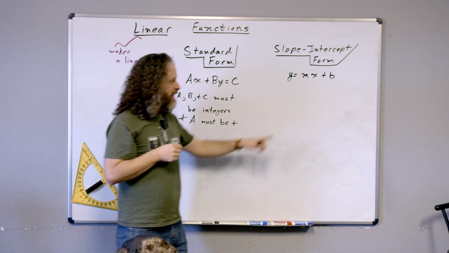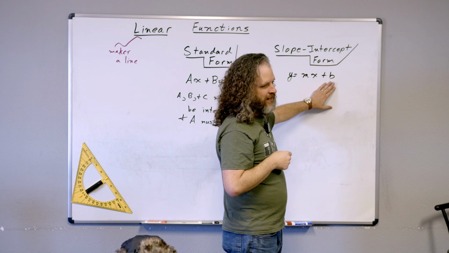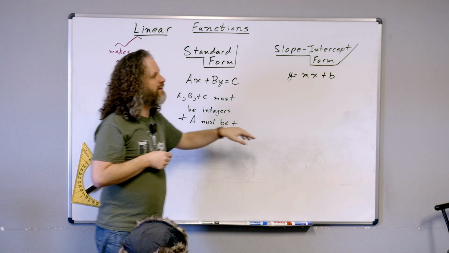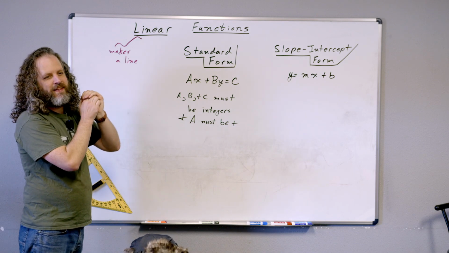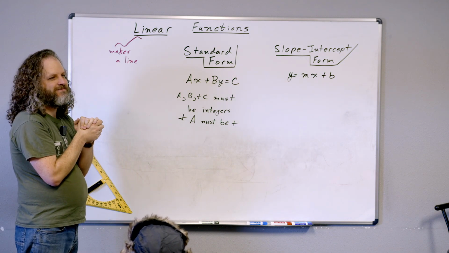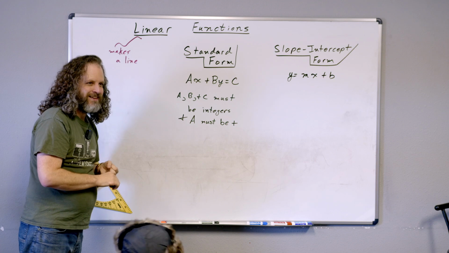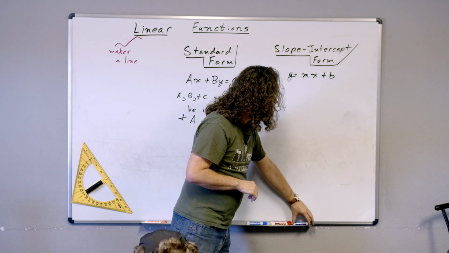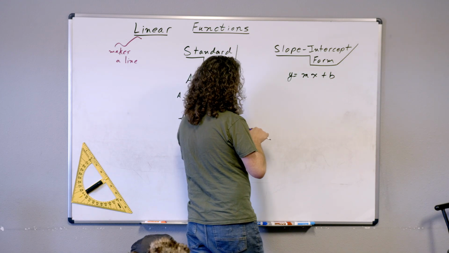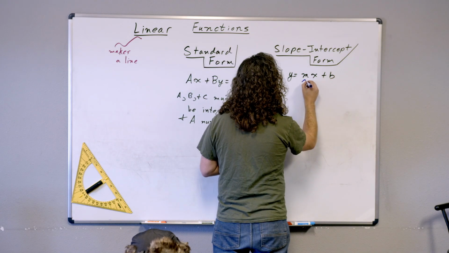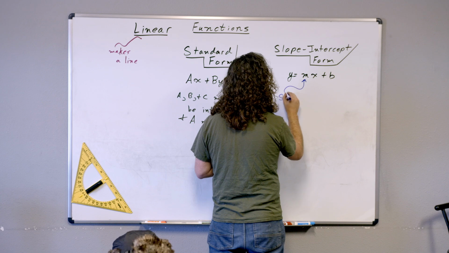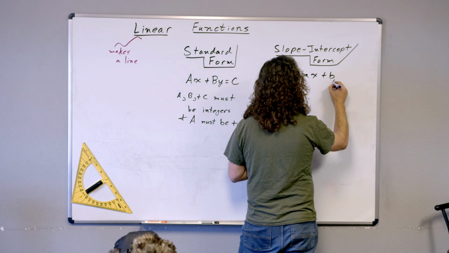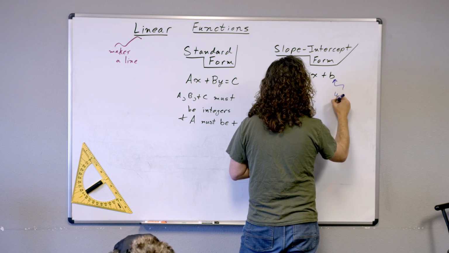But the m and the b are things that are helpful. Based on the name, what do you think they are? The slope and intercept. Specifically the y-intercept. M is the slope. And B is the y-intercept.